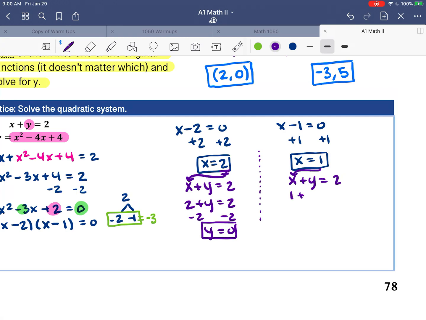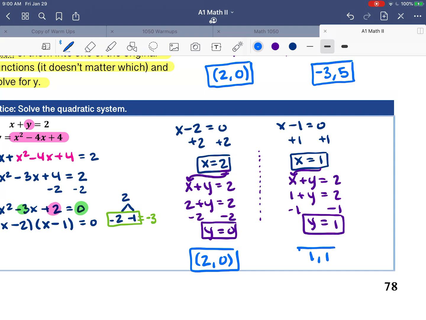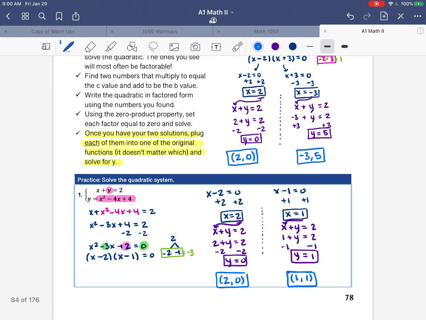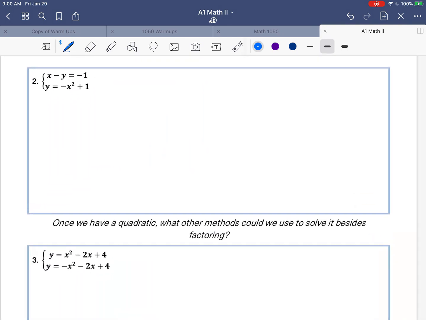Then we do the same thing with this value. Plug it in for x. 1 plus y equals 2. So y has to be 1. Fantastic. And so our solutions for this system are 2, 0, that's our first point, and our second point of 1, 1. Those need parentheses. There you go. Let's try one more of these, and then we'll do something else.